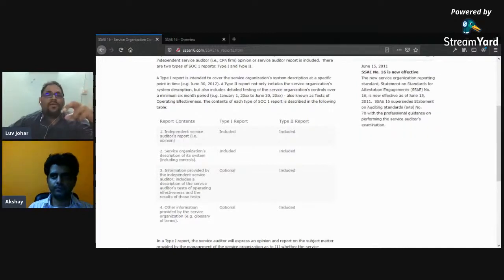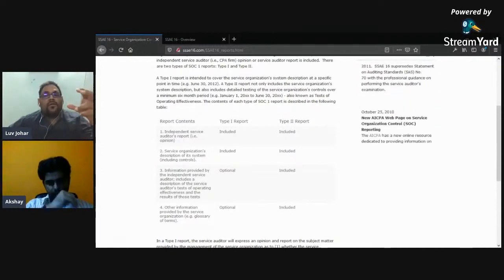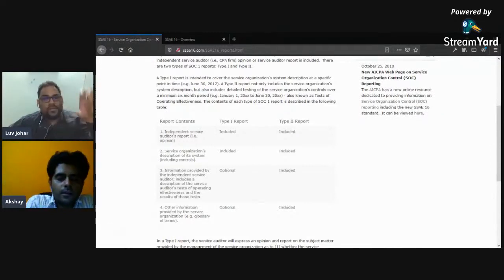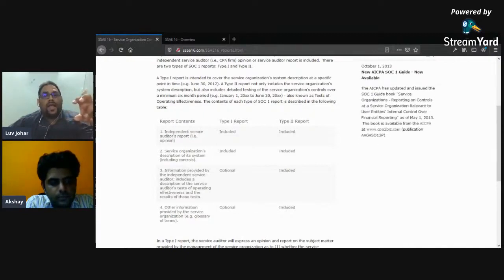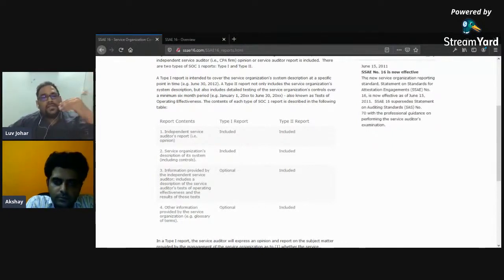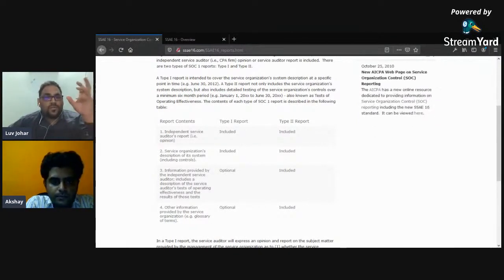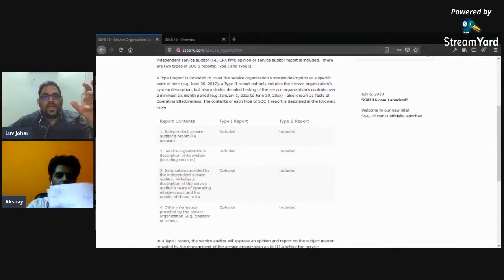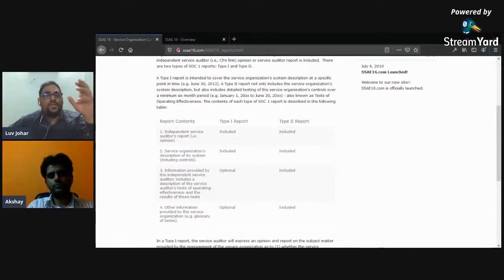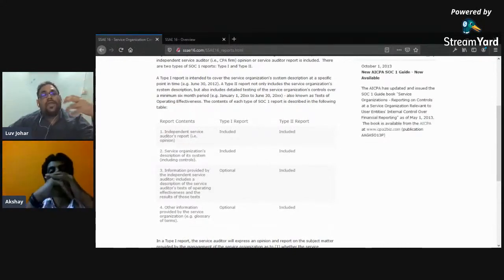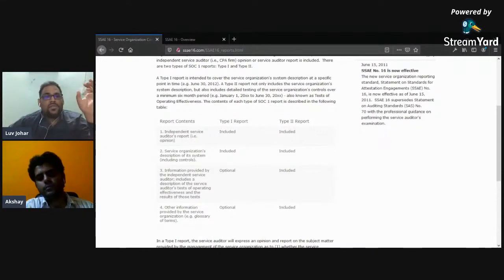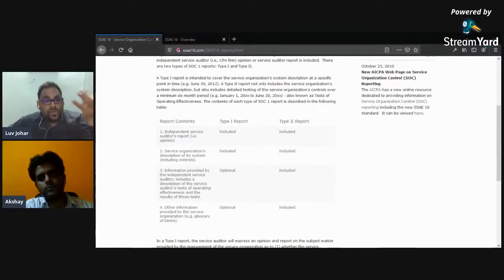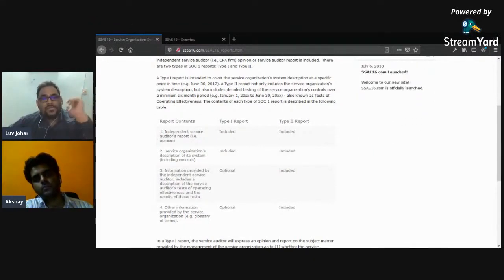And SOC 2 Type 1 is a point in time security audit, availability audit, integrity audit, all the things combined for the entire information processing inside your organization. And SOC 2 Type 2 is the same over a period of time. SOC 3 is basically for making sure that all the information that you have gathered in SOC 2, you can publicly make available in a readable format so that people can understand it and make sure that your service organization is compliant with the SOC standards.